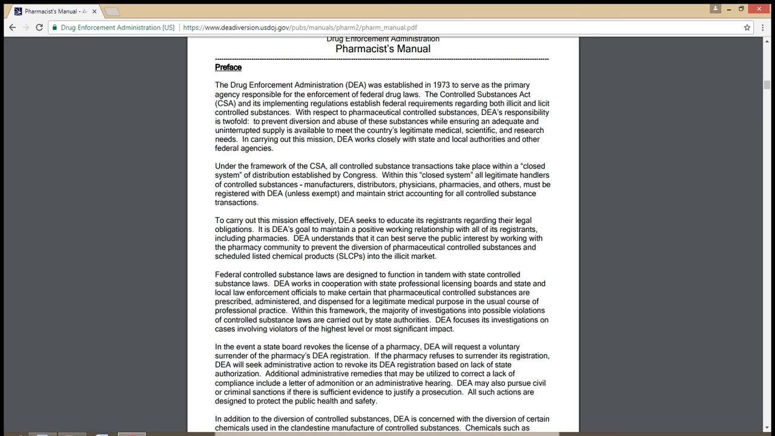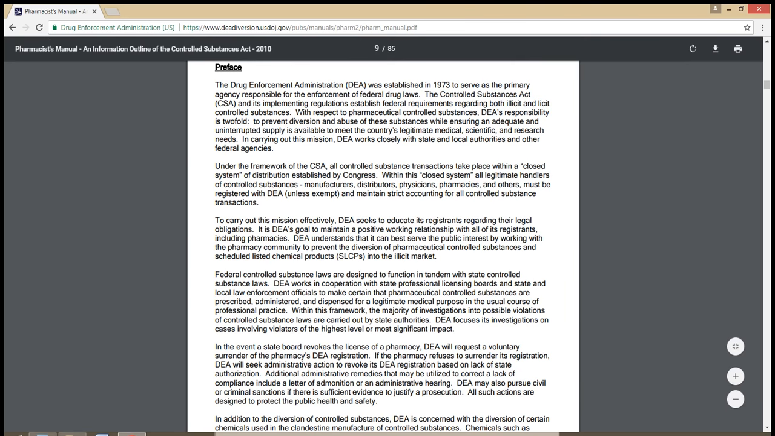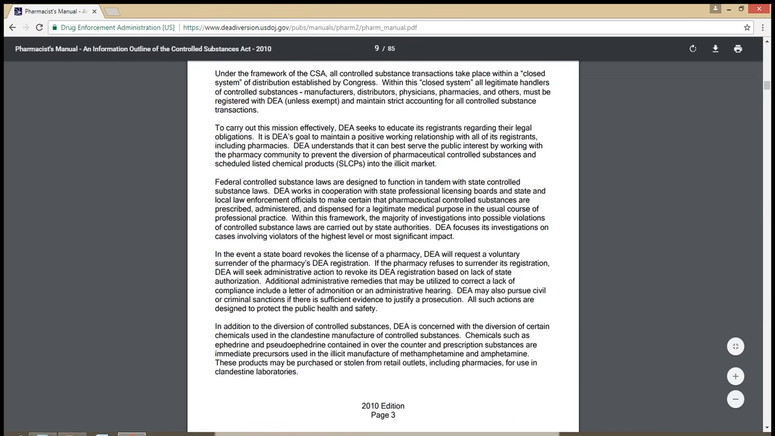And the Department of Justice created the DEA, and the primary reason for that was to enforce the federal laws. All right. So that is mainly what you really want to know here, what the DEA does essentially.